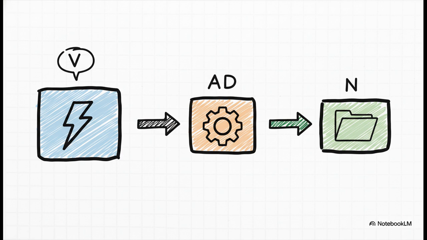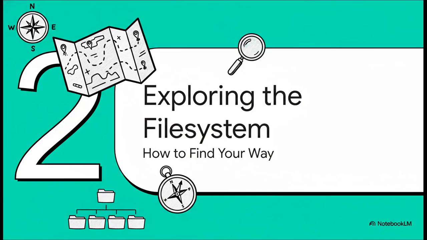The -l is an option. That's your adverb, telling it how to list things, in a long format. And documents is the argument. That's your noun, the thing I want you to list. Command, option, argument. Verb, adverb, noun. See? Simple.